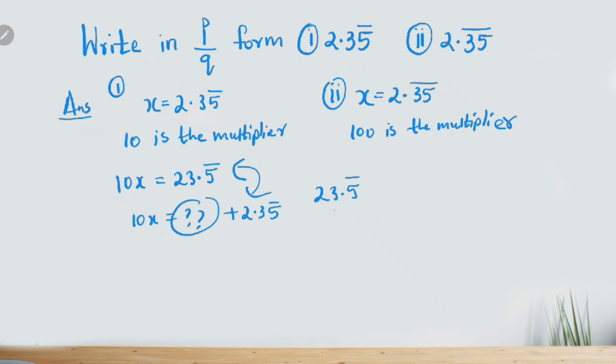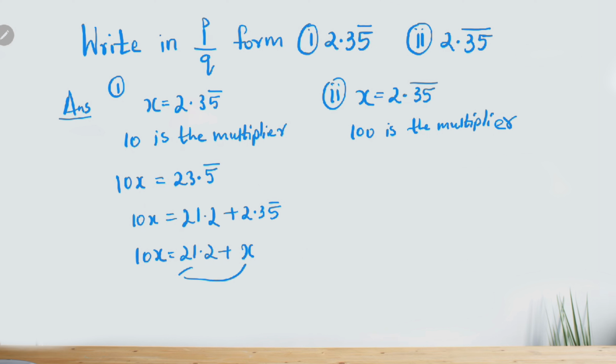So when we subtract 23.5 bar minus 2.35 bar, 5 bar means 5 is repeating, so I can write here 5 and dot 555. All the 5's get subtracted and become 0. 5 minus 3 is 2, 3 minus 2 is 1, and 2, so 21.2. So 10x is equal to 21.2 plus 2.35 bar. I'll write it as x because 2.35 bar is x. 21.2, we got the number.